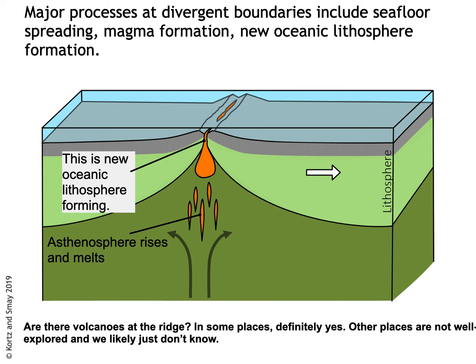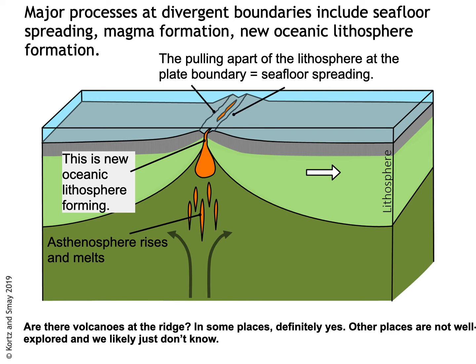The process of that pulling apart of the lithosphere right at the plate boundary, splitting into the two pieces with new oceanic lithosphere forming from the magma in between, that's called seafloor spreading. So one question that comes up often, after you've had a chance to look at some examples of these plate boundaries in real life, is: are there actually volcanoes at the ridge? And in some places, definitely yes.